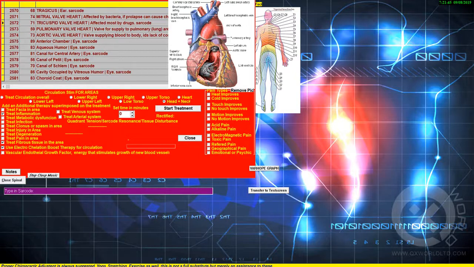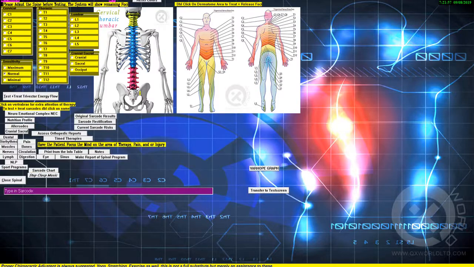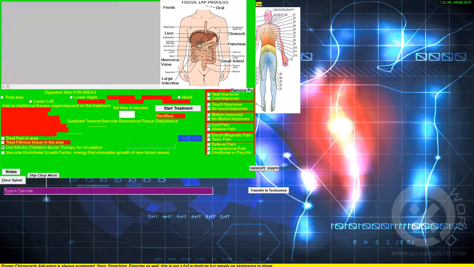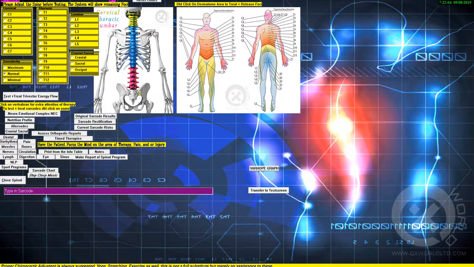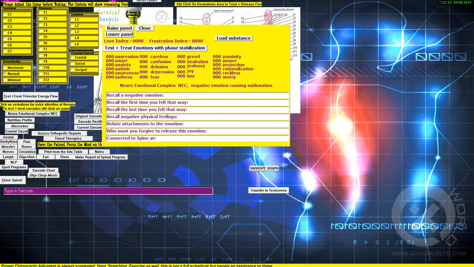I want to do the circulation in the head, because when I saw before, I work on the brain, and it was so low, so I could work on the circulation on the head here. I can look at the digestion to make sure that digestion is working properly, and then I can look at also the neuroemotional in the spine.